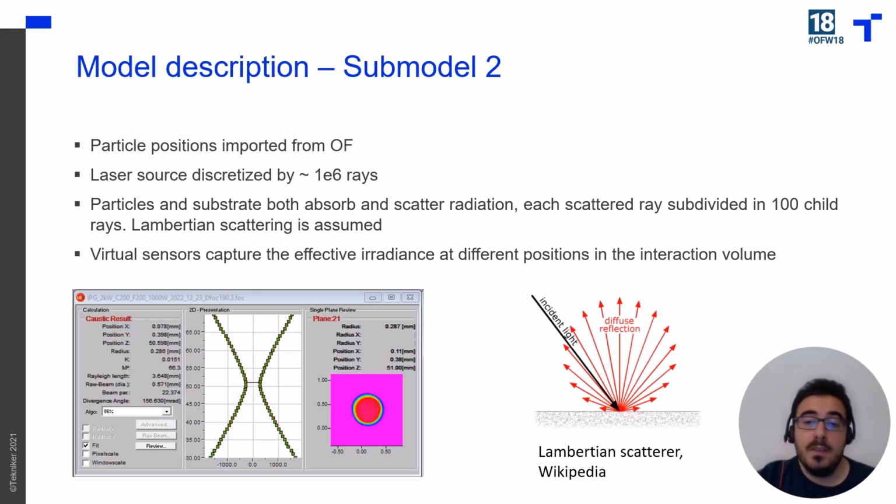When a reflection event happens, each ray is subdivided into 100 child rays, which are traced on until they reach a detector or they are lost. Since we don't have information on the roughness of the particles and the substrate, we consider a Lambertian scattering. And we locate a different number of virtual sensors to capture the effective irradiance at different positions in the interaction volume. I hope this will be more clear in the next slide.